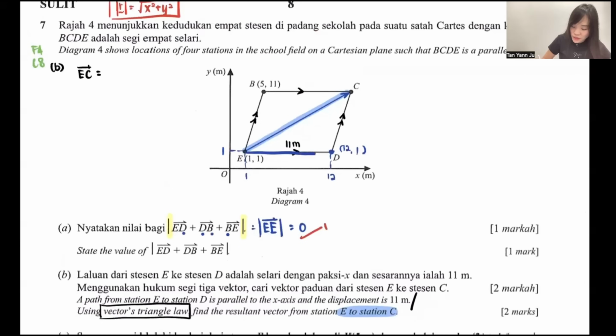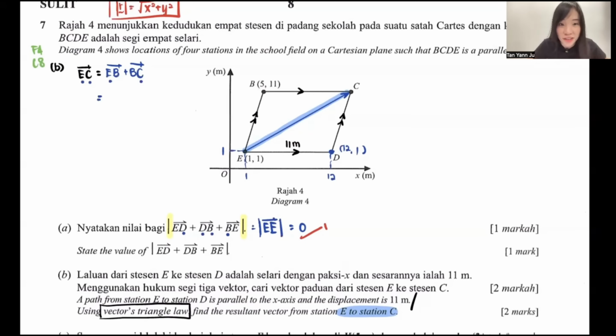I can go from E to D, D to C. Or I can go E to B, B to C, also can. It just depends on you. So let's say I'm doing E go to B, B go to C. Now, this is definitely a triangle, a vector triangle law. See, I start from E, I end with C. This one also, I start from E, I also end with C. Isn't it?